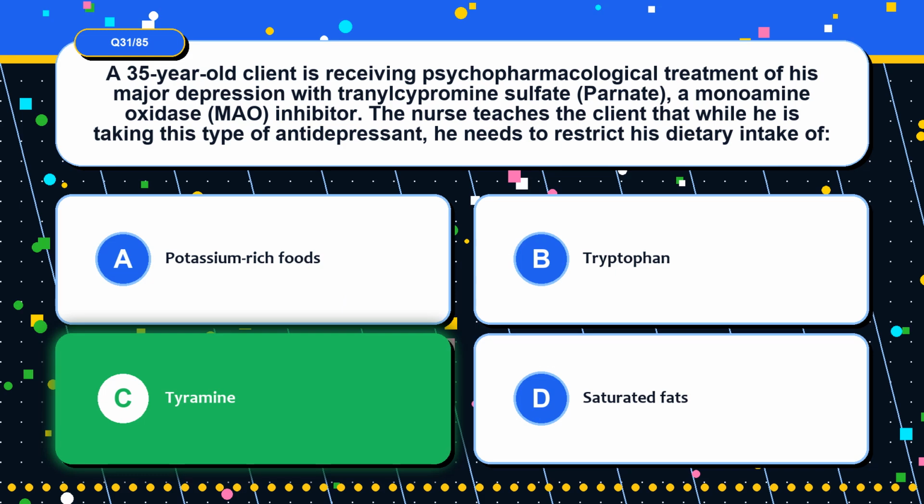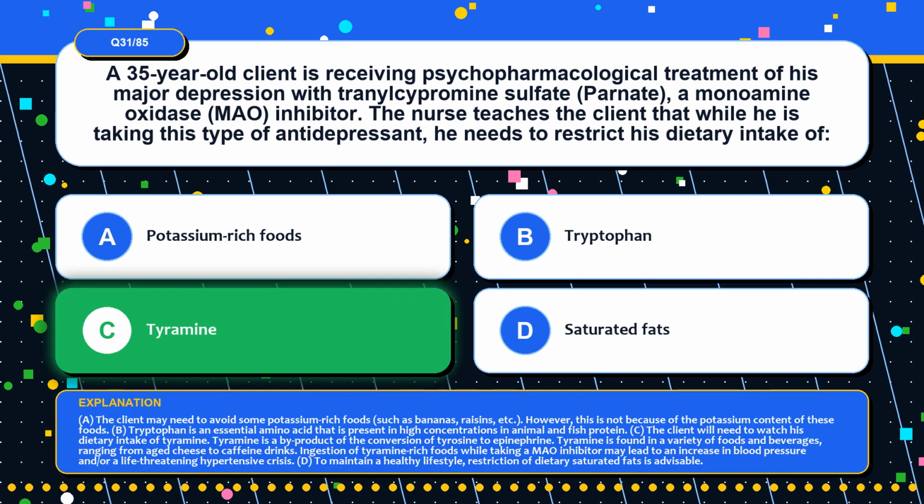The correct answer is option C. Tyramine. The client may need to avoid some potassium-rich foods such as bananas, raisins, etc. However, this is not because of the potassium content of these foods. B. Tryptophan is an essential amino acid that is present in high concentrations in animal and fish protein.